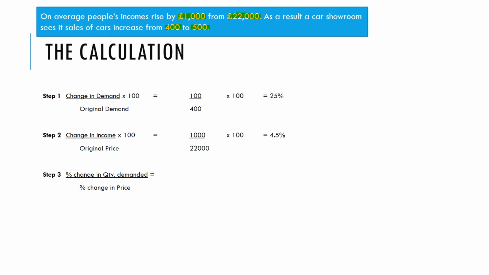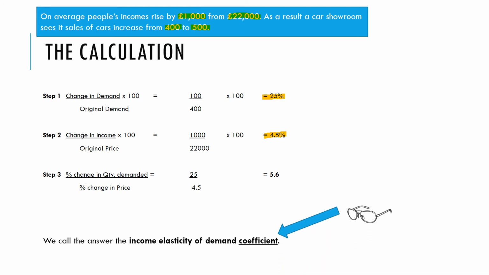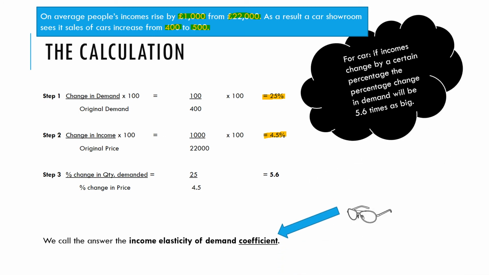So if we put our two answers here together, we can work out the income elasticity of demand. 25% divided by 4.5% gives us an answer of 5.6. So here the income elasticity of demand for cars is 5.6. And we call this the income elasticity of demand coefficient. What is this telling us? It's telling us that if incomes change by a certain percentage, the percentage change in demand will be 5.6 times as big. So this is quite a large response, and we would describe this as being income elastic.